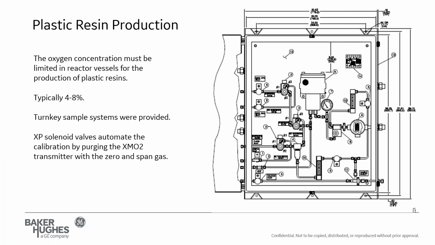In a similar fashion, there are lots of reactions, like in making plastic resins. When we make polycarbonates and other plastics, some of the precursor material, those reactions occur in vessels where they don't want rapid oxidation. So again, they want to limit the oxygen. And in this case, we built a sample system that also includes explosion-proof solenoid valves to automate the calibration process. So from the customer's PLC, they can initiate the calibration process remotely and on demand.